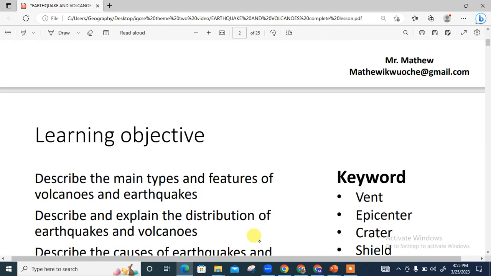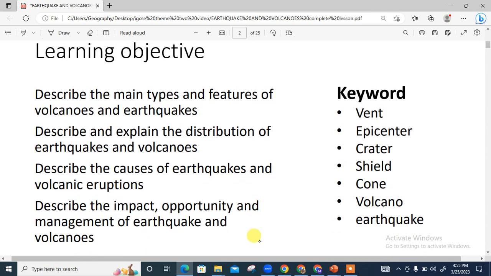First, the learning objectives. We should be able to describe the main types and features of volcanoes and earthquakes. We should also be able to describe and explain the distribution of earthquakes and volcanoes. Usually you'll be given a map and you use that to describe it. We should also describe the causes of earthquakes and volcanic eruptions, so what triggers them. Lastly, we are going to look at the impact, opportunities, and management of earthquakes and volcanoes.